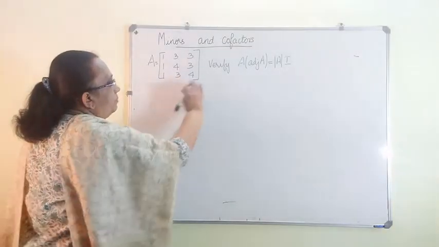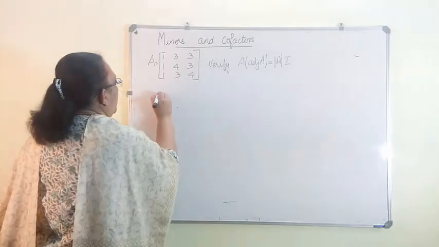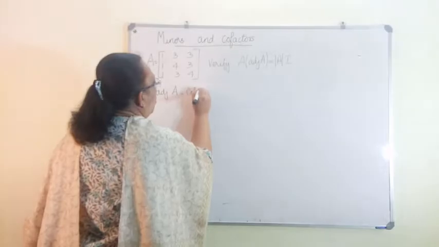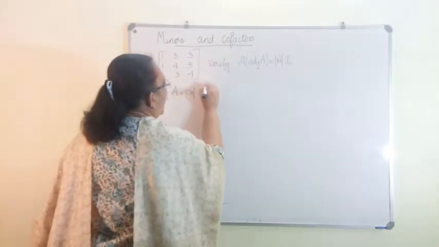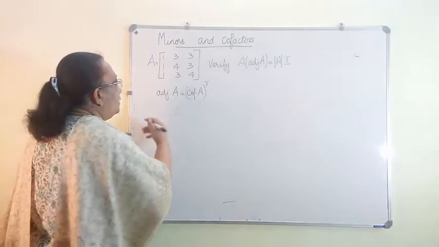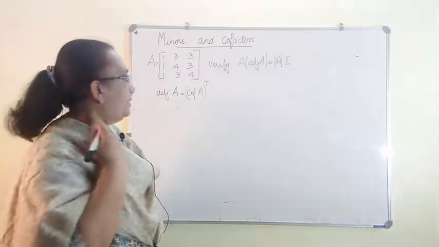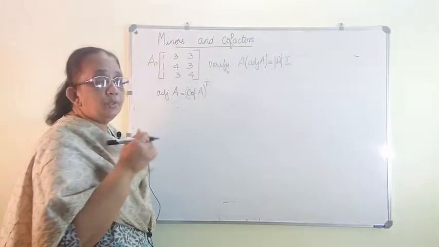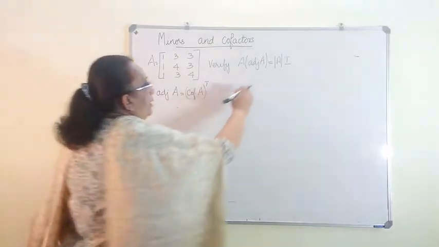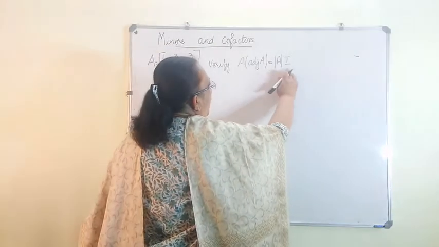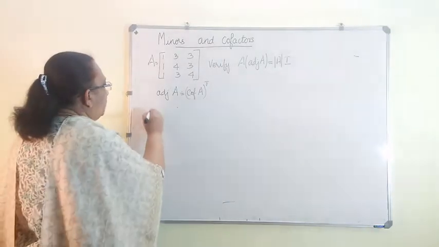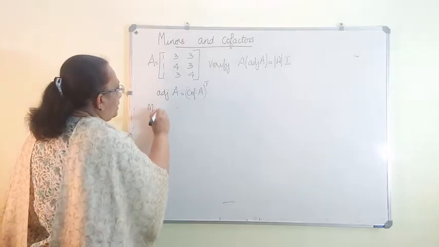So A is given, adjoint of A. What is adjoint of A? Adjoint of A is equal to cofactor of A, the whole transpose. So in order to find the cofactor of A, you have to get the minors and cofactors. First you should get the minors, and then from that you will get the cofactors. Here on the RHS it is determinant of A into I. Now let us find the cofactors. So first thing we are going to find out the minors.